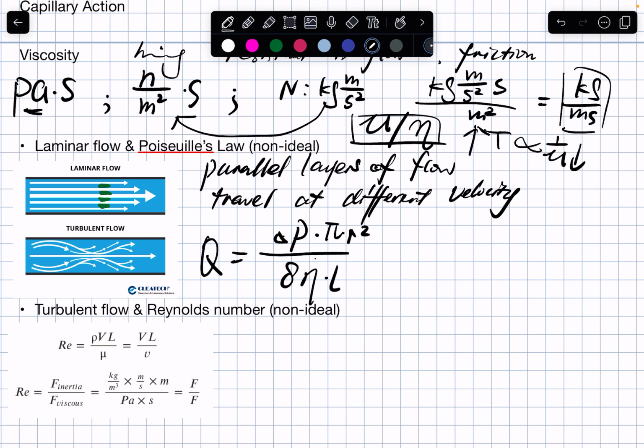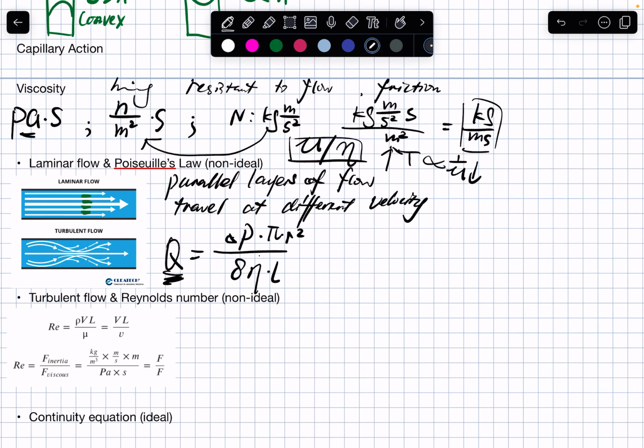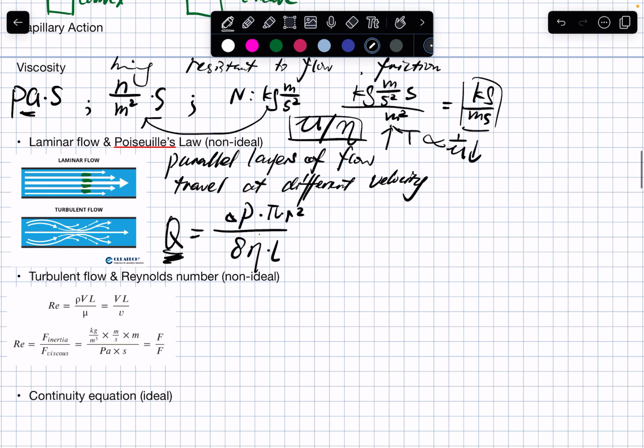But on the MCAT, you will never see them give you a bunch of numbers and ask you to plug in and calculate a quantified answer for flow rate, right? They're more likely to test you on the relationship. And the relationship is really Q is proportional to what? Delta P and r, and it is inversely related to viscosity and the length of the tube, right? Okay, so these are the relationships.